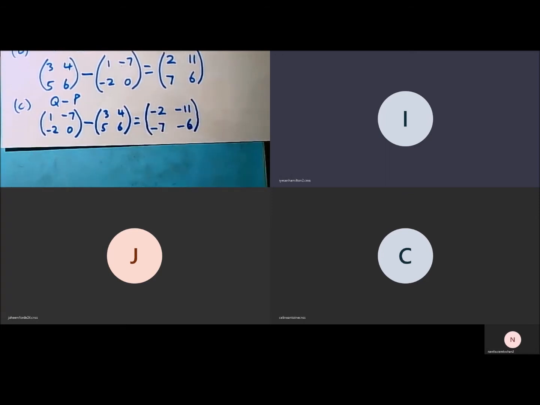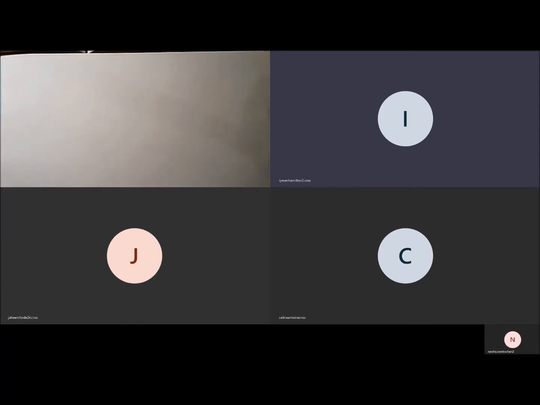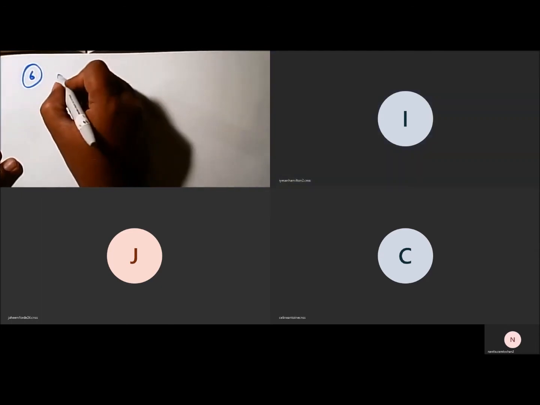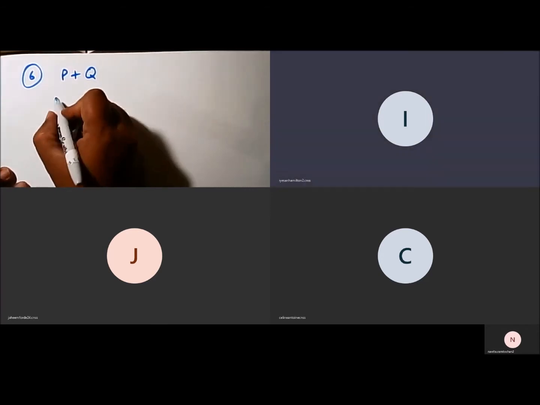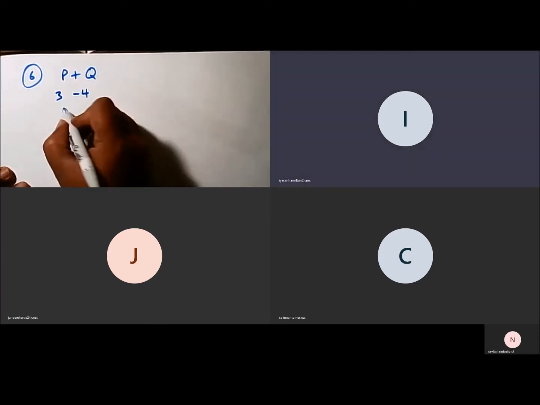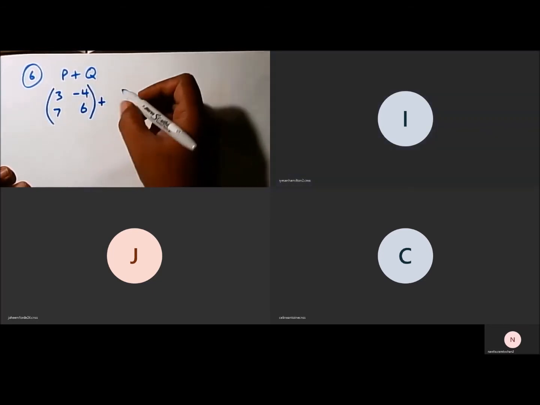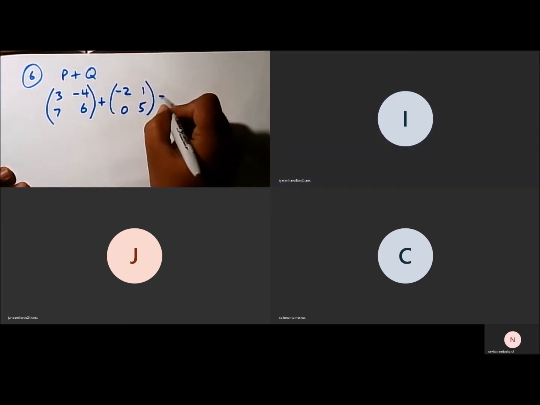Okay. Moving on. We have question 6 to do. Question 6. P plus Q, and P now is 3, minus 4, 7, 6. We're adding it to Q, and Q would be minus 2, 1, 0, 5.